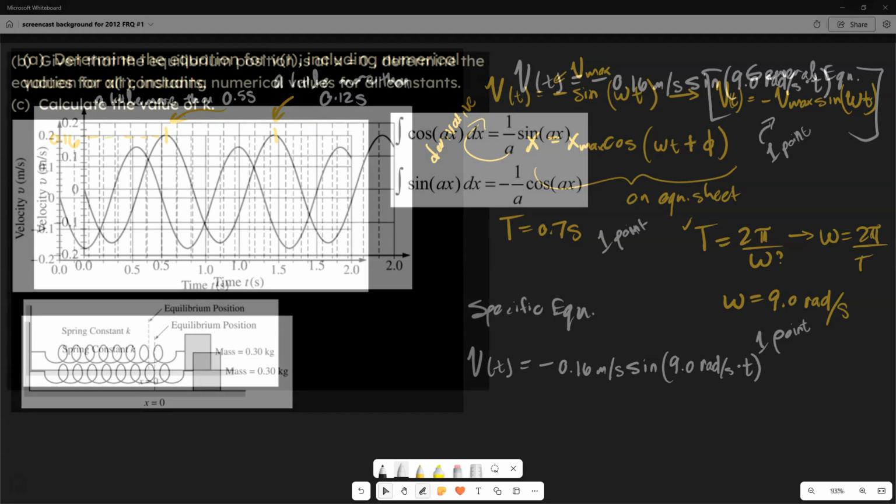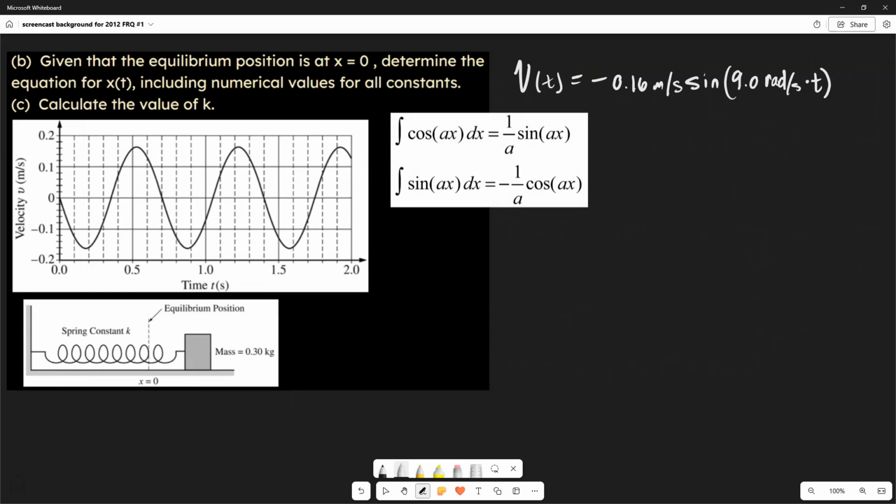Okay, and so taking a look at part B, it says given that the equilibrium position is at x equals 0, determine the equation for x, like position with respect to time, including numerical values for all constants. Okay, so let's think through how we're going to do this. There are a couple different ways of solving this, but I think the most direct way is to think, well, I know that the integral of a velocity equation is going to give us the position equation. So that's what we're going to start by doing.